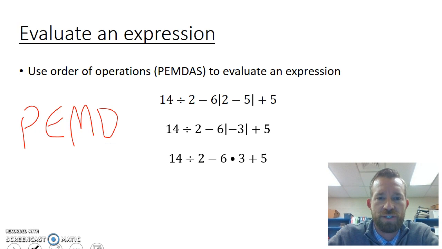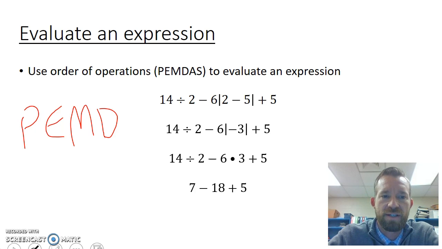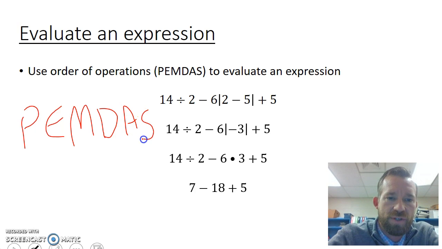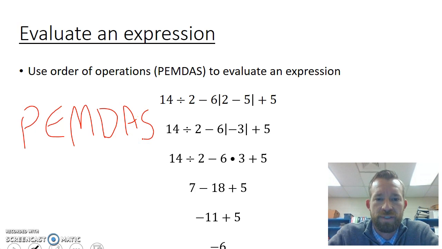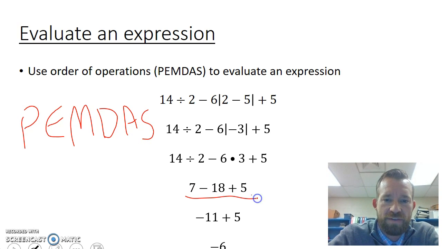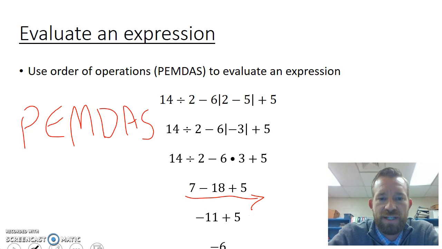So we see the multiplication and division, and we do those as we go. 7 is 14 divided by 2, and 18 is 6 times 3. And then finally, we'll go through and do our addition and subtraction. When we do addition and subtraction, we go left to right. So whatever's on the left, 7 minus 18 first, and then we'll add 5 to that.